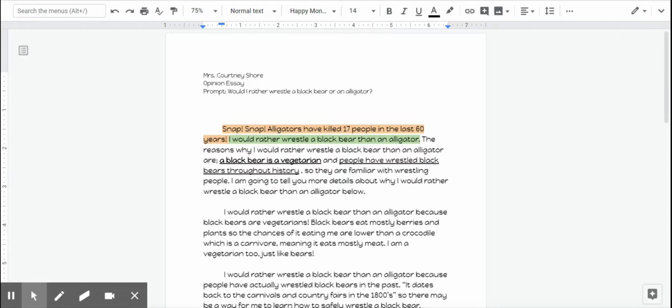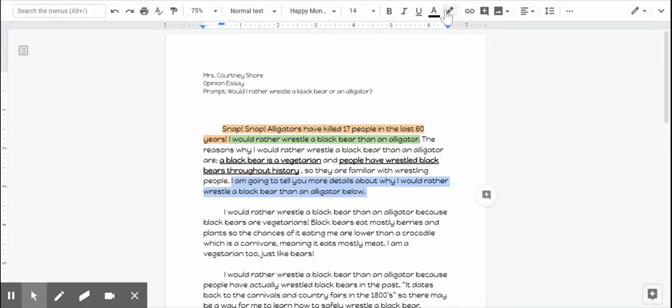You want to say, okay, my introduction's almost over, and I'm going to tell you that my whole essay is going to be about these things. But do you see how I don't have a lot of really specific details about the black bear's diet or the black bear wrestling in history here? That's because I'm going to go into all those details in these paragraphs below. Okay? All right. So this is a transition.